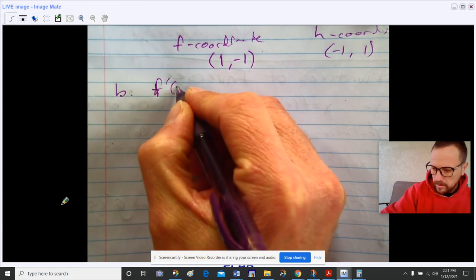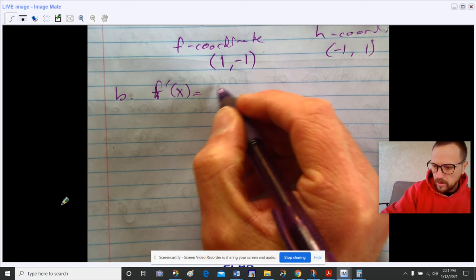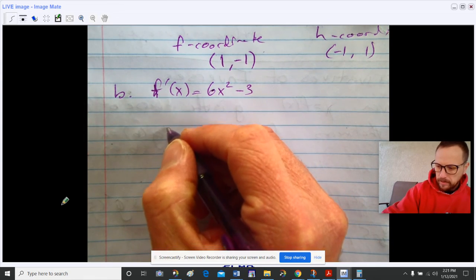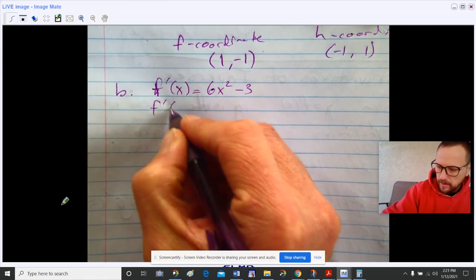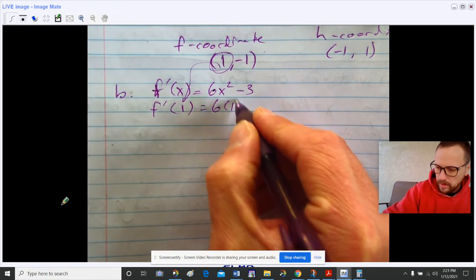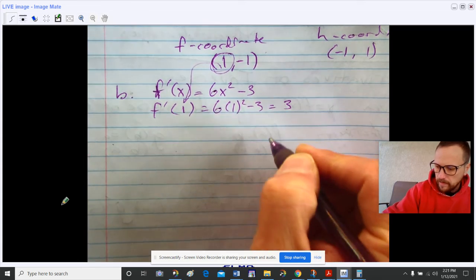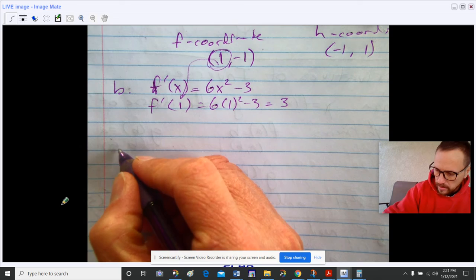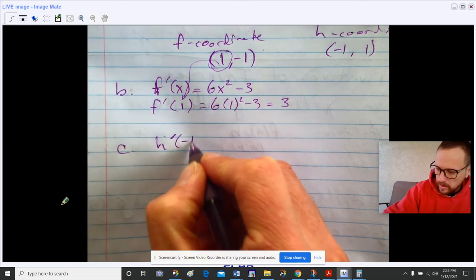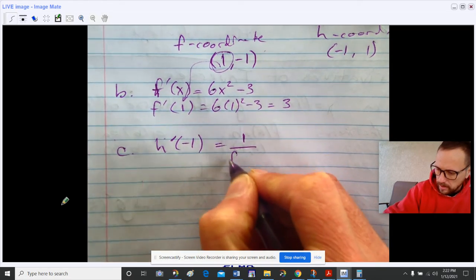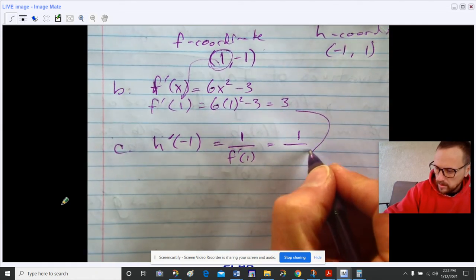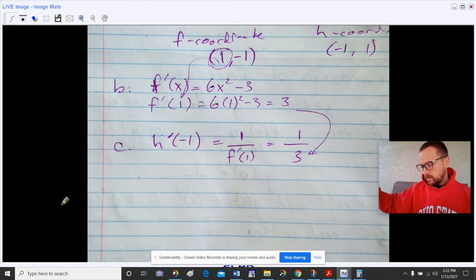B, we need f prime of x. F prime of x, well, if we had 2x cubed minus 3x, that's going to be 6x squared minus 3. And then we're going to do f prime of 1. So we're going to have 6 times 1 squared minus 3, which gives us 3. And then, finally, h prime of negative 1 equals 1 over f prime of 1. So we have 1 over 3. And this is the process we want to go through.